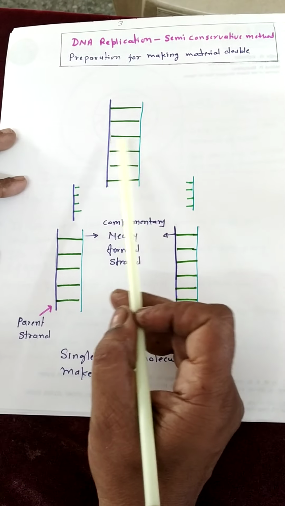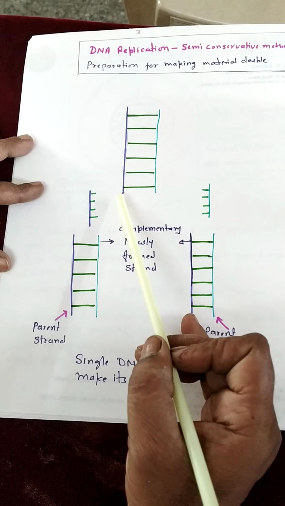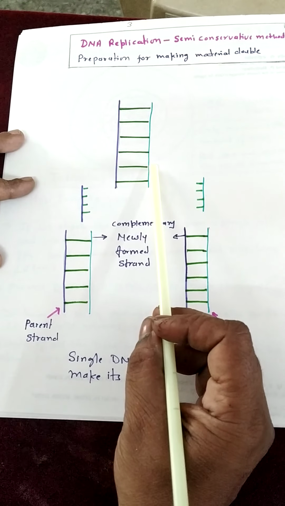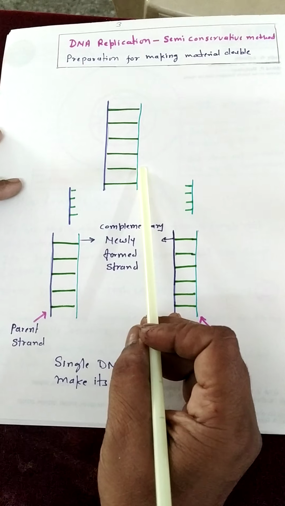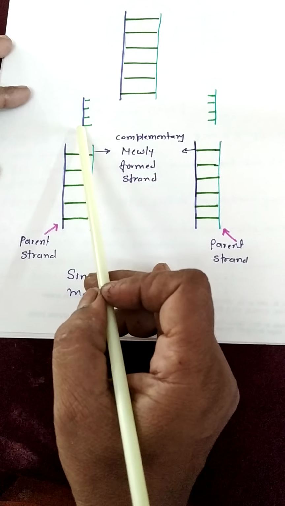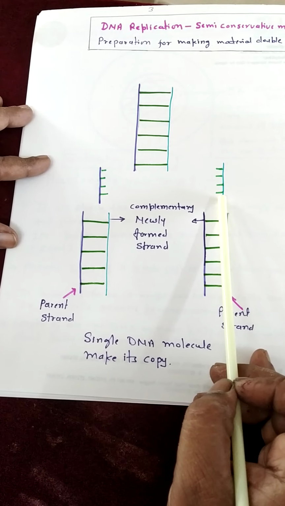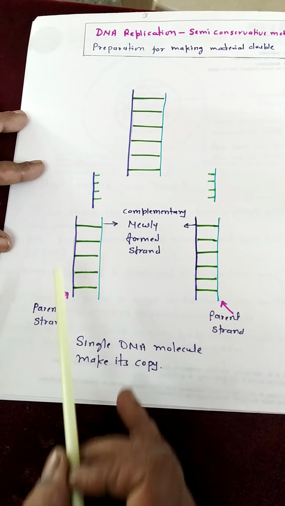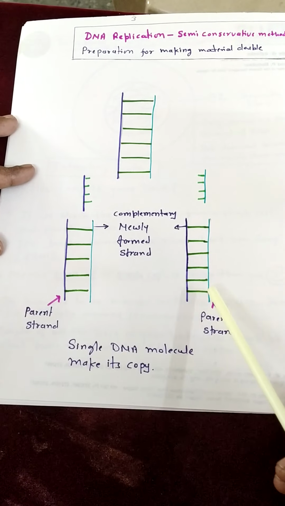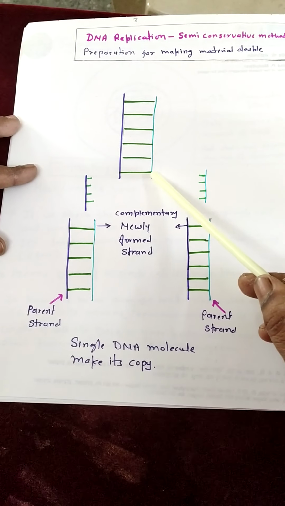This is the strand of DNA. This is the ladder-like structure of DNA having two strands. They are colored with two different colors. What happens during replication? These two strands of DNA get separated from each other. And after separation, what happens? See here, this is the parent strand of this original DNA and this is the second parent strand.